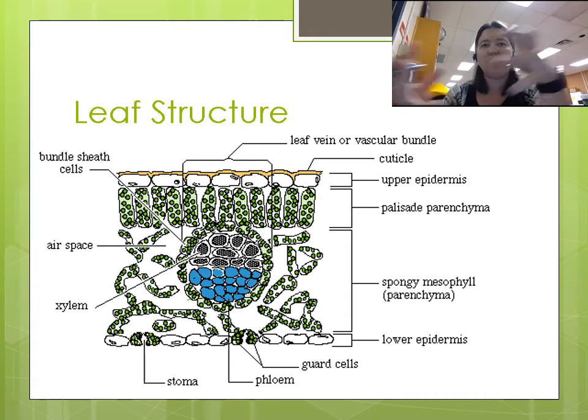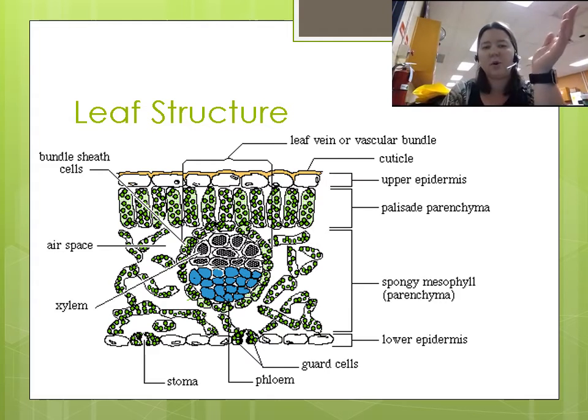The guard cells will expand or shrink to open or close those holes. Okay, so those are the things that I'm really concerned about: the mesophyll, the stoma, and the guard cells when it comes to the structure of a leaf, because those are the things that are really important for photosynthesis.